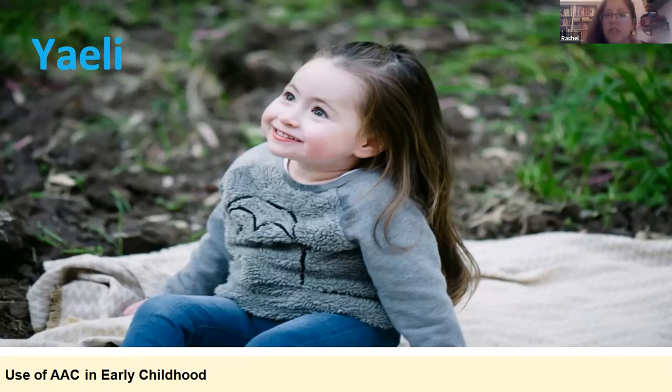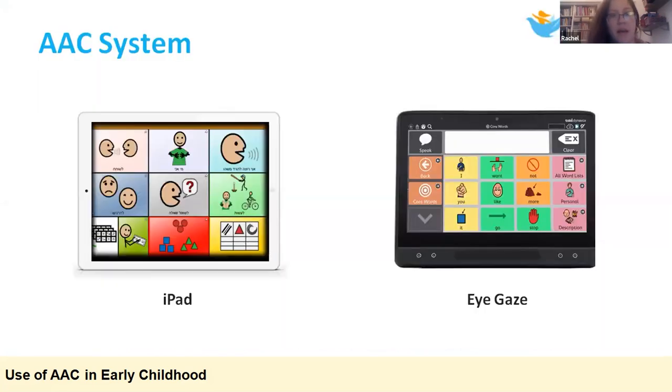Due to her language and speech delay, she was exposed to symbol-based communication boards very early, even before she came to our early intervention center. Although in the beginning Yaeli seemed to like symbols and understand the meaning, she became very frustrated with using an iPad for communication. It was hard and even impossible for her to accurately press the symbols. Her fine motor skills were just not developed enough, and she was very, very frustrated at that time.